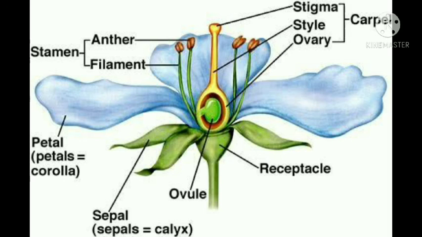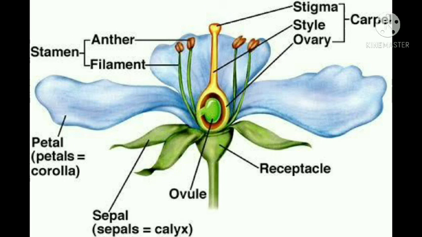Now, my dear students, let us know about the most important part, that is the male reproductive part of the flower, known as androecium. This androecium is also known as stamen, and this stamen consists of two parts, that is anther and filament. As you can see, anther is a sac-like apical part at the top of the filament, and the filament is a slender tube-like structure. So that is known as androecium.